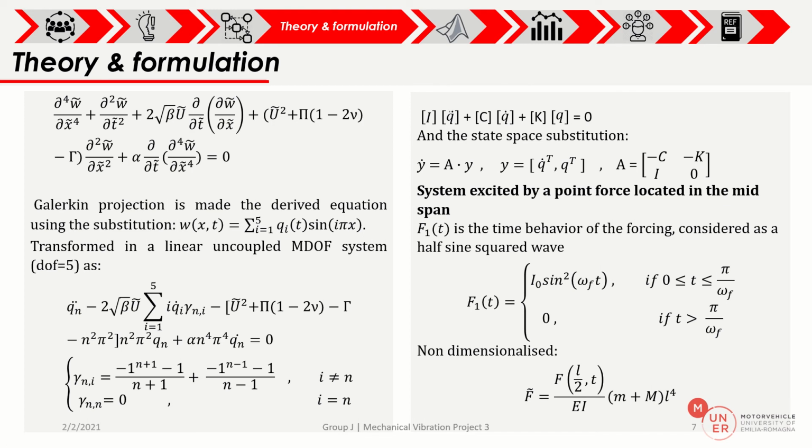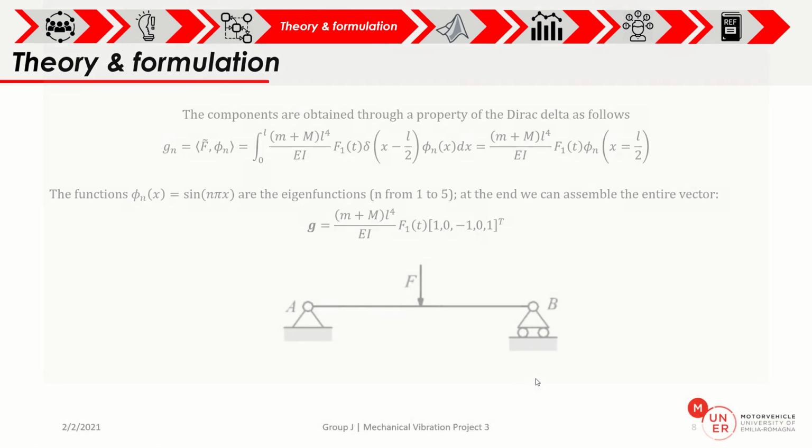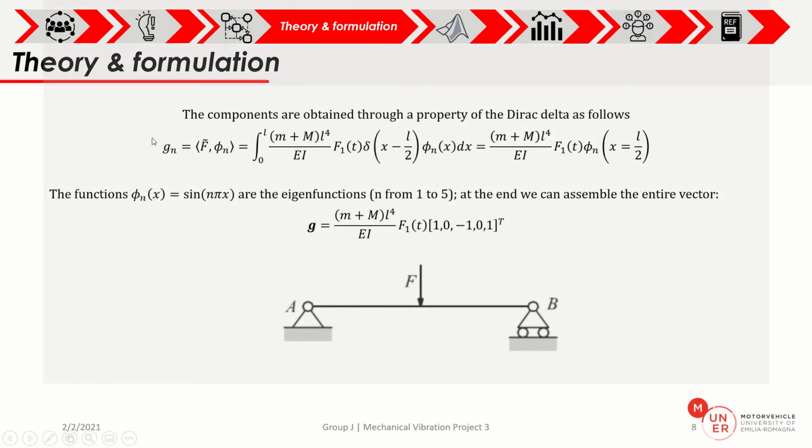We know that the system is excited by a point force located in the midspan, and it's defined by multiplying F1 of t, which represents the time behavior of the forcing, considered as a half sine square wave, by the Dirac delta function, which identifies the point of application of the force. The force F is then adimensionalized in that way. The projection of the forcing on the functional space gives the components of the forcing for the Galerkin method.